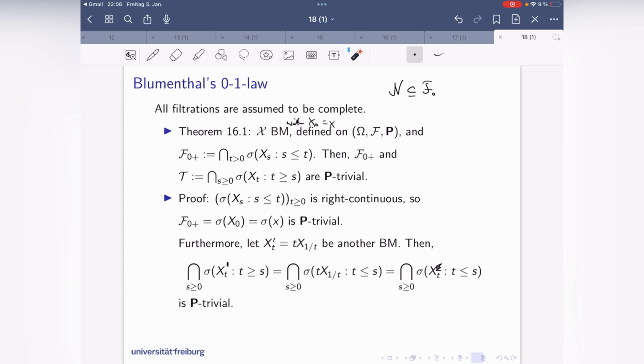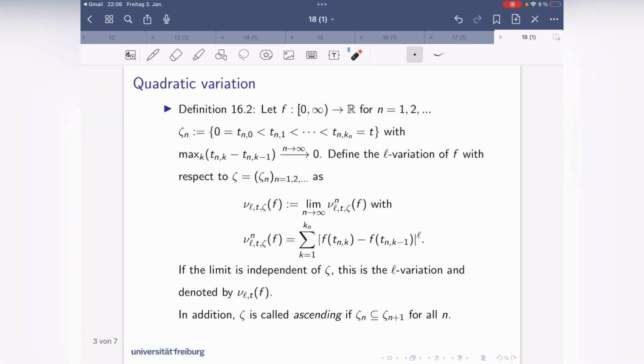Okay, that was a very small thing about Brownian motion. So you now also know the tail sigma algebra of Brownian motion is p-trivial. And now we come to the quadratic variation.